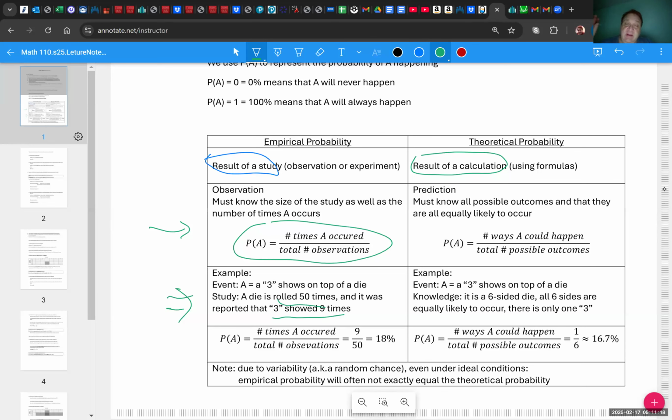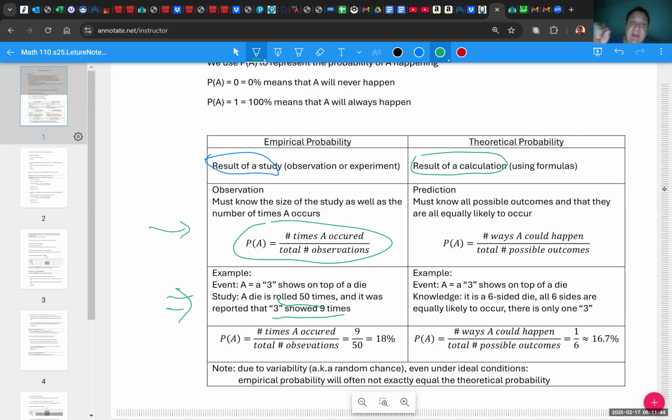So there's 9 threes that occurred out of a total of 50 rolls, or 50 observations. So 9 out of 50 is our probability, and you can convert that into a decimal, which is 0.18, or you can convert that to a percent, 18%. So that's our empirical probability. What this study showed was an empirical probability of 18%.